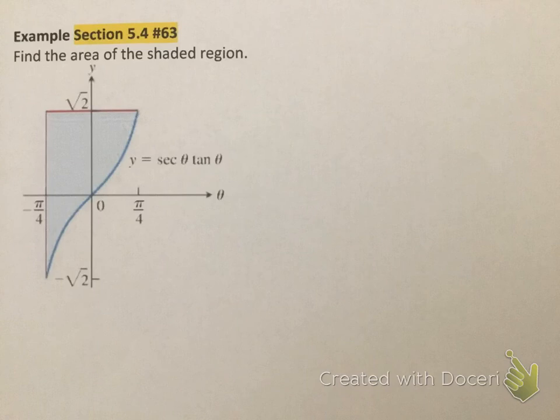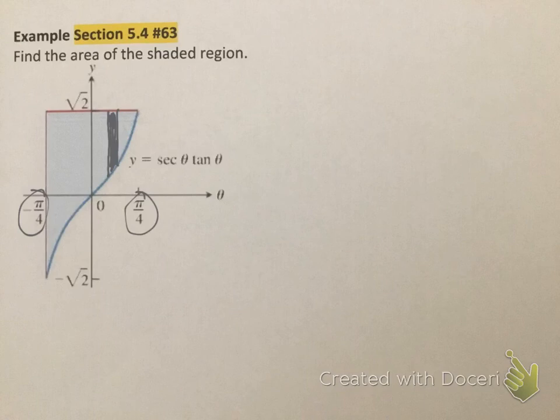Alright, we are supposed to find the area of the shaded region. Yay, they set it up for us. So we don't have to graph, we don't have to shade, so our step 3 is to draw in a representative rectangle. Here's my representative rectangle, and your next job is to slide that all the way from pi over 4 all the way over to negative pi over 4.